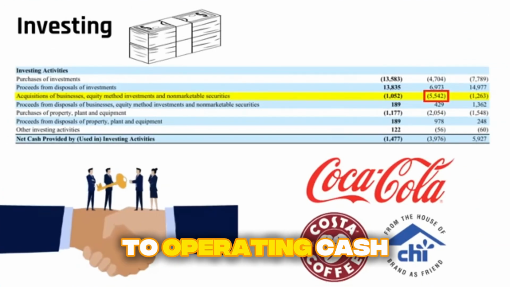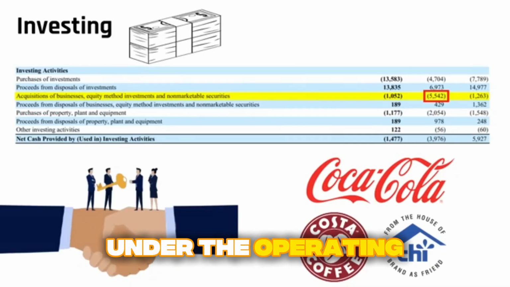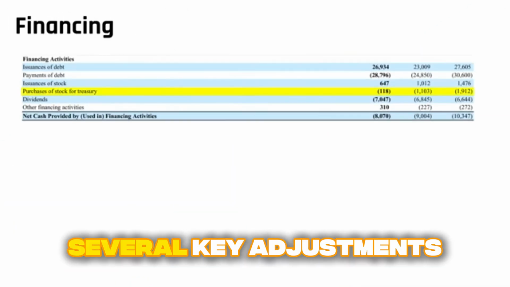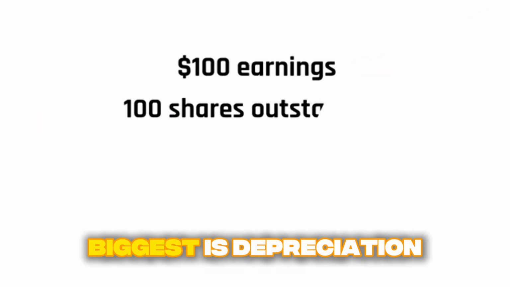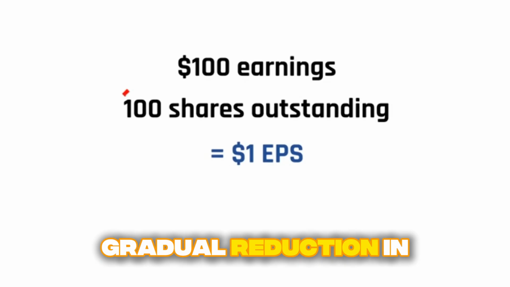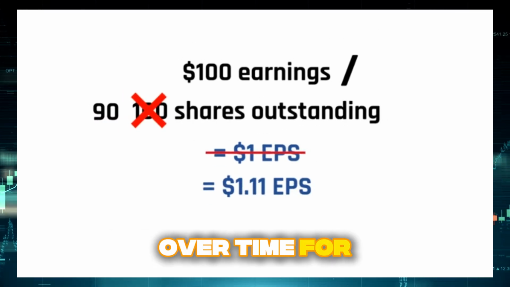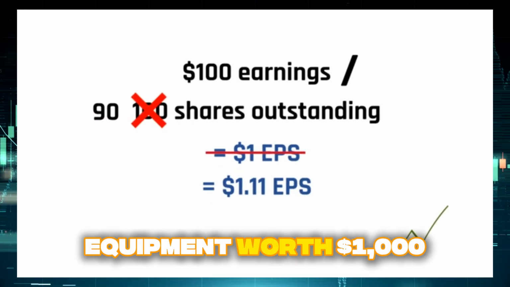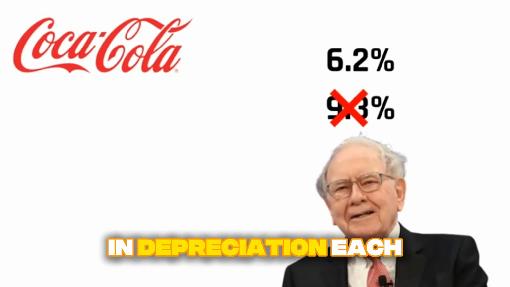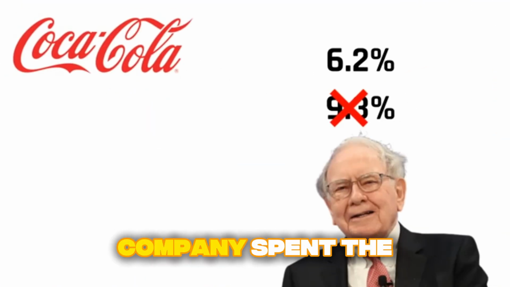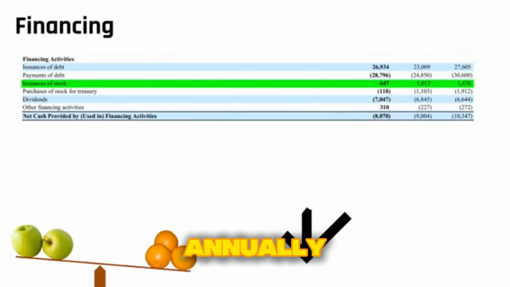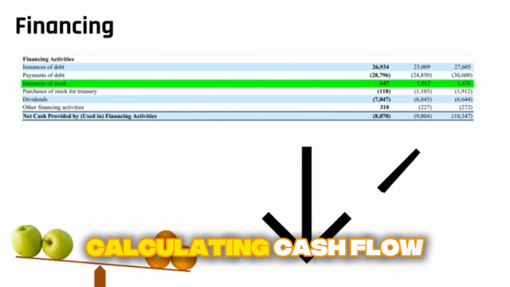Next, we move to operating cash flow, which is calculated under the operating activities section. Between net income and operating cash flow, several key adjustments are made. One of the biggest is depreciation and amortization, a non-cash expense that reflects the gradual reduction in value of assets over time. For example, if Coca-Cola buys equipment worth $1,000 with a 5-year useful life, it records $200 in depreciation each year. Even though the company spent the $1,000 up front, no additional cash leaves the business annually, so this expense is added back when calculating cash flow.